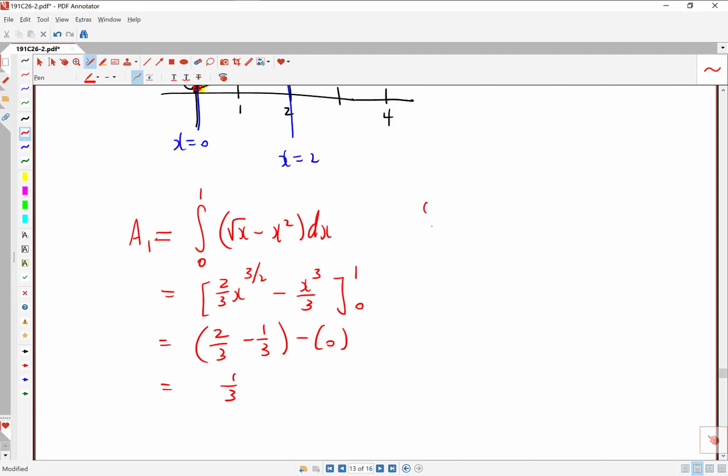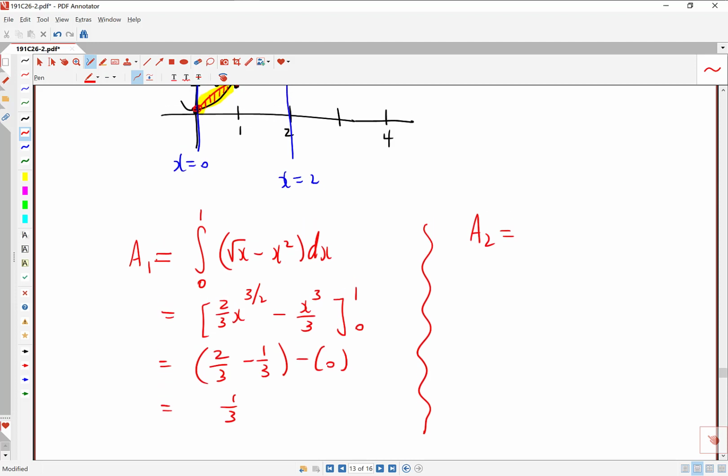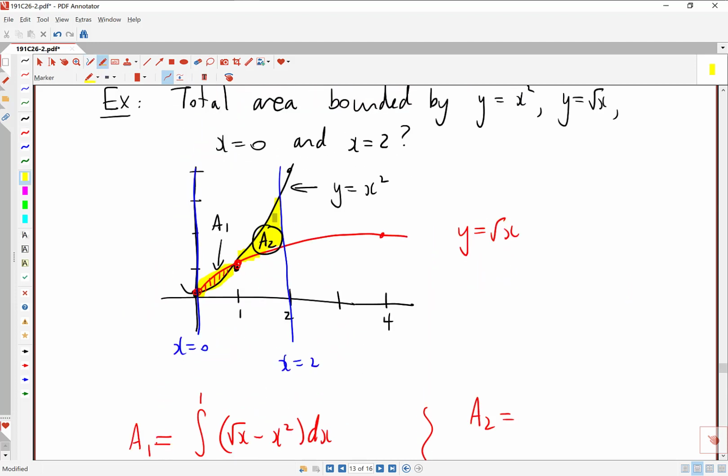I might do area 2 over here just so that we're able to see the picture while we set up area 2. And again, vertical slices will work fine there. So we're going to say area 2 is the integral of whatever the area of a vertical slice is. So you want to go y top minus y bottom. You can imagine just putting a vertical slice in there. So y top minus y bottom would look like x squared minus root x. And what x values are we using for this area here? It would be from 1 to 2.